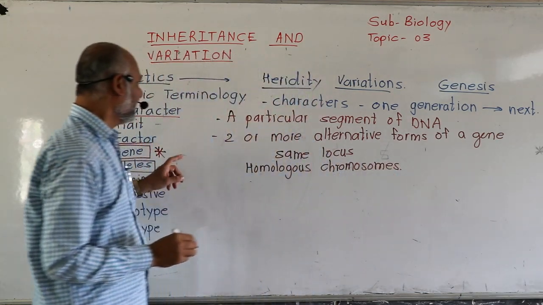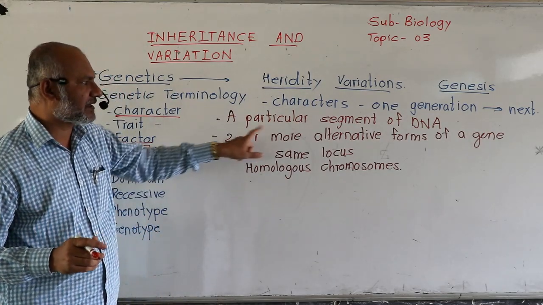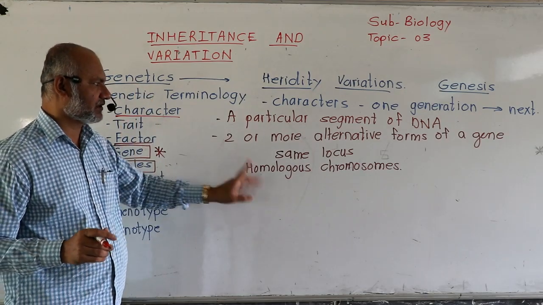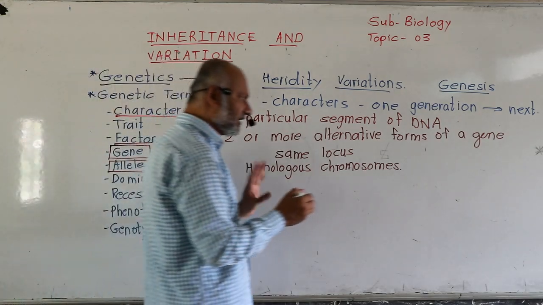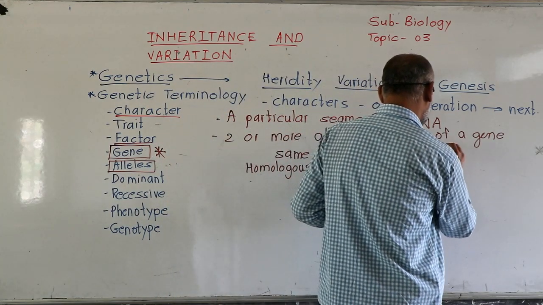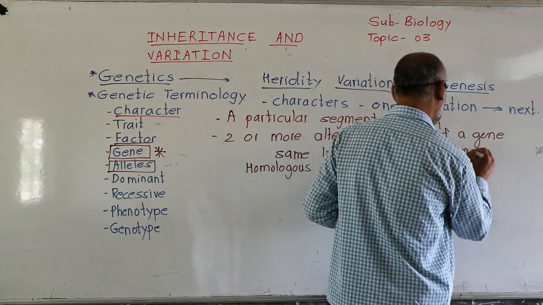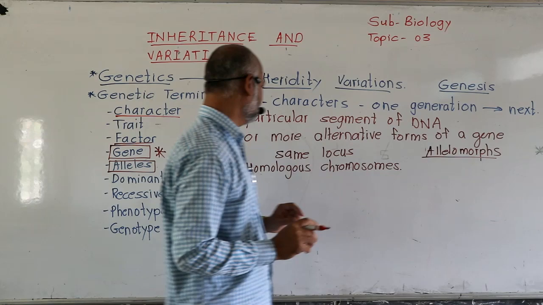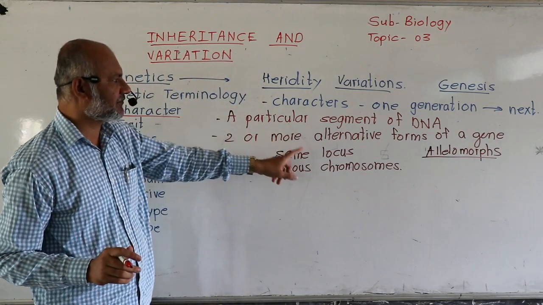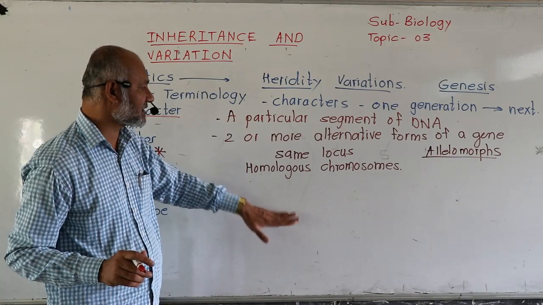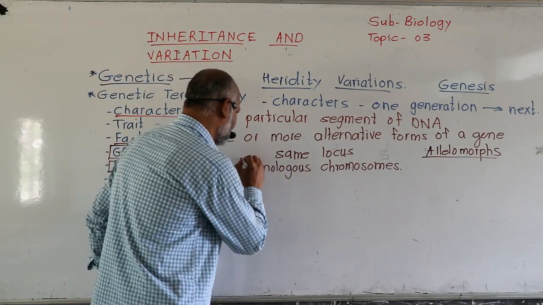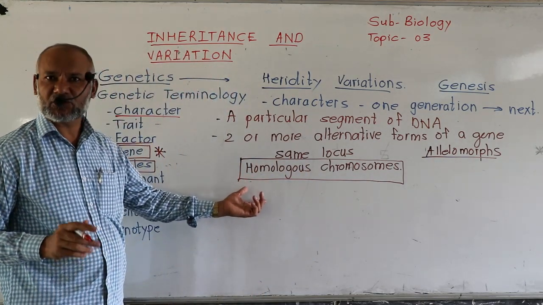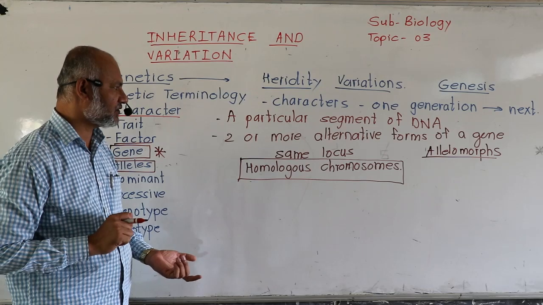So what are alleles? Alleles are two or more alternative forms of a gene present on the same locus on homologous chromosomes. The term allele is also termed allelomorphs. Alleles are allelomorphs. Now, what are homologous chromosomes? In 11th class, we have studied homologous chromosomes.